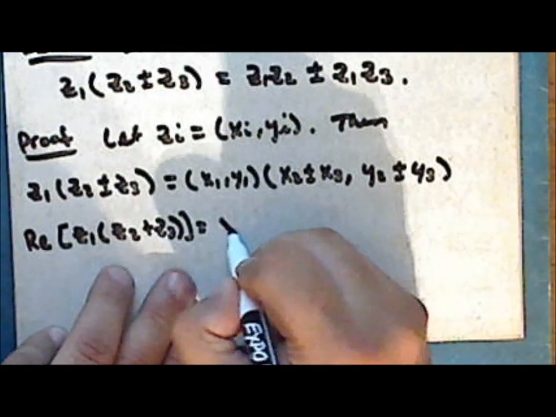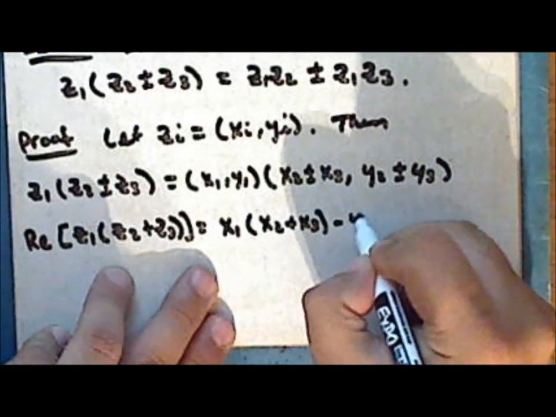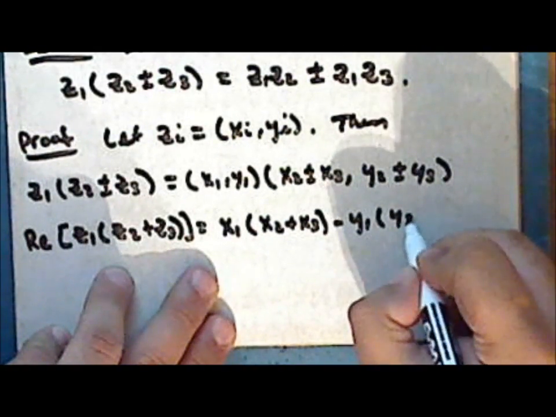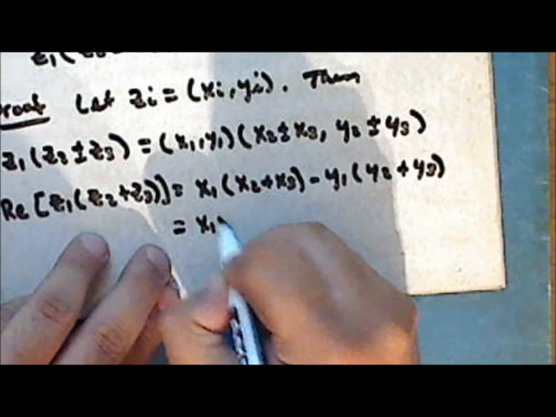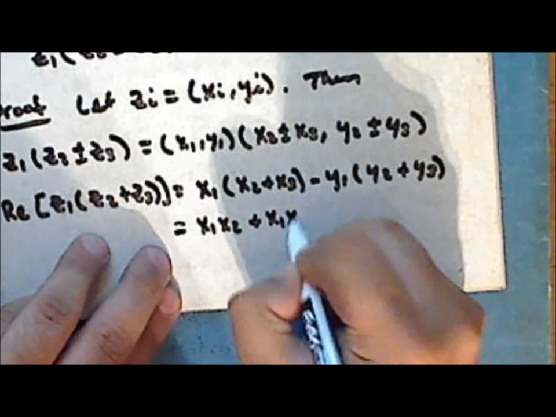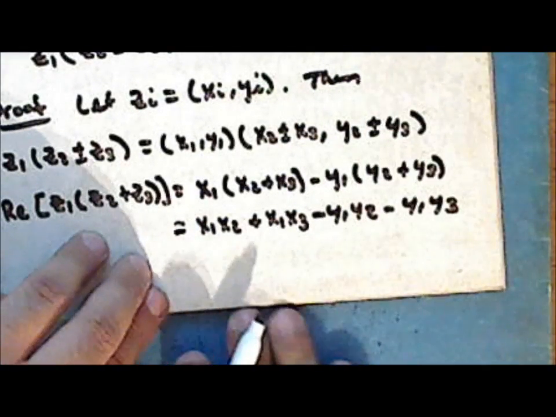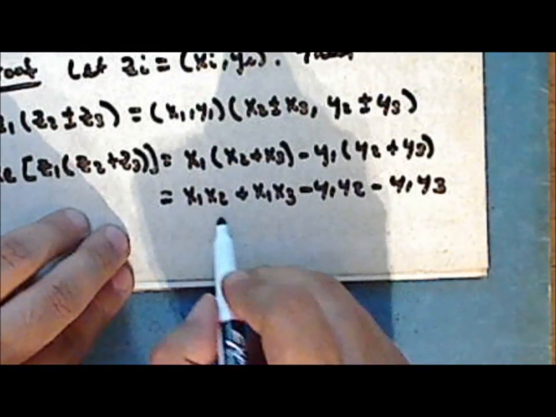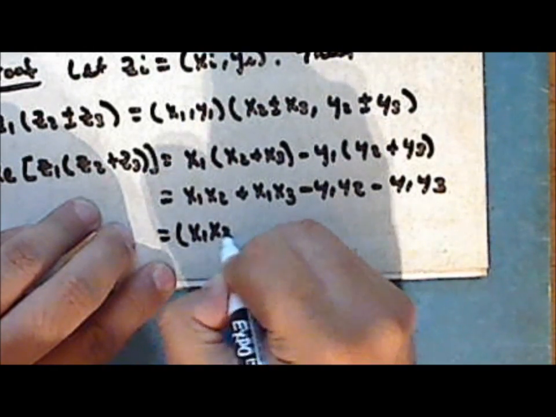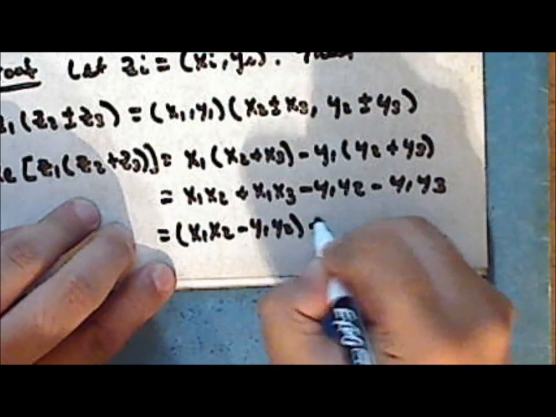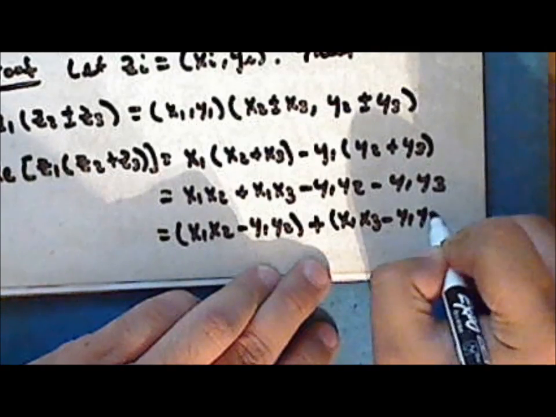This is x1 times the quantity x2 plus x3 minus y1 times the quantity y2 plus y3. So we have x1 times x2 plus x1 times x3 minus y1 times y2 minus y1 times y3. We can choose to group them in the order that we like. We're going to group them in the following pairs. We have x1 times x2 minus y1 times y2 plus x1 times x3 minus y1 times y3.